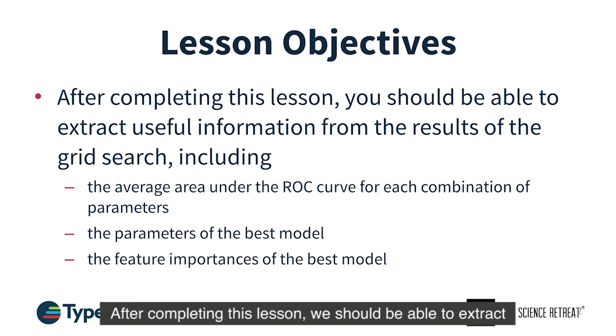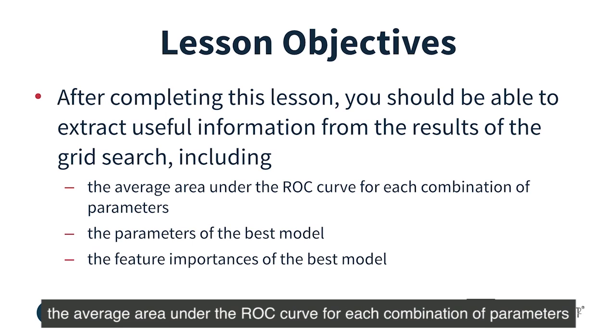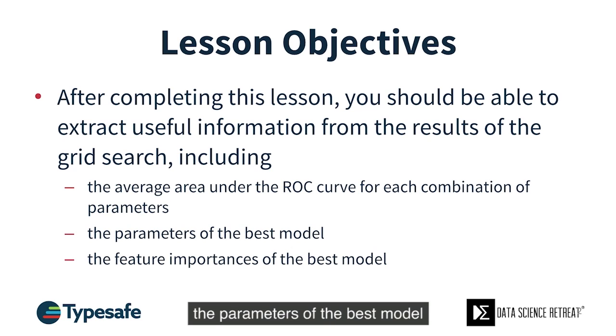Wrapping up. After completing this lesson, we should be able to extract useful information from the results of the grid search, including the average area under the ROC curve for each combination of parameters, the parameters of the best model, and the feature importances of the best model.